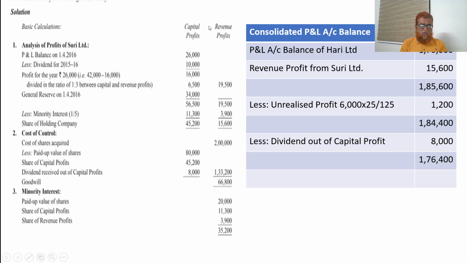First of all, we have two columns. One is capital profit, another one is revenue profit. Capital profit will be adjusted with the goodwill. Revenue profit will go directly to the balance sheet. The analysis of the profit of Suri Limited. See, Suri Limited's profit. What is the profit and loss account balance on 1/4/2016?